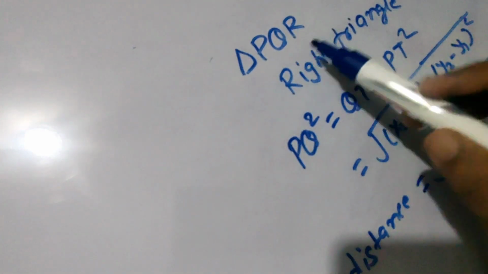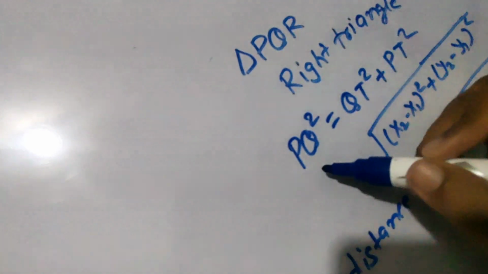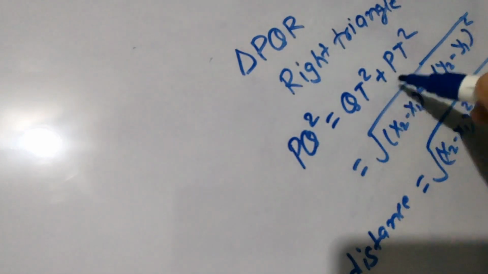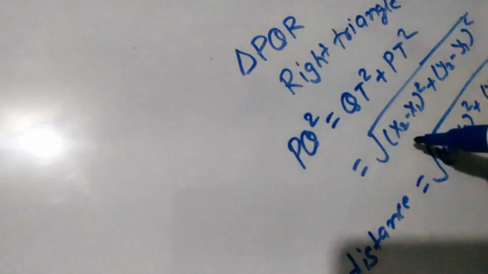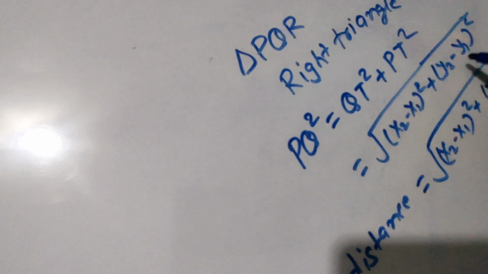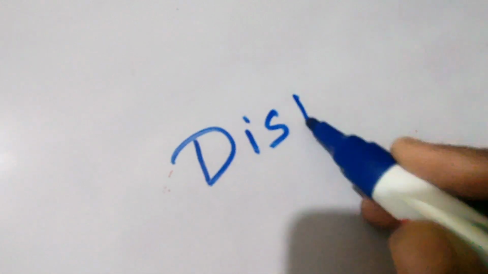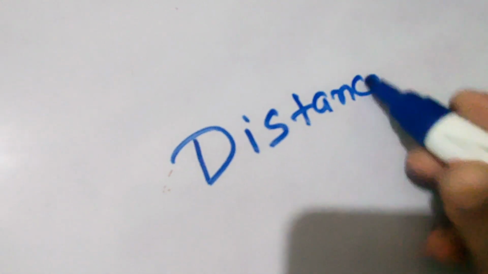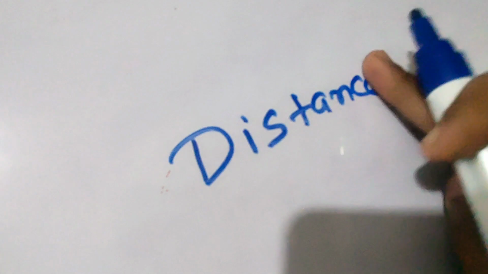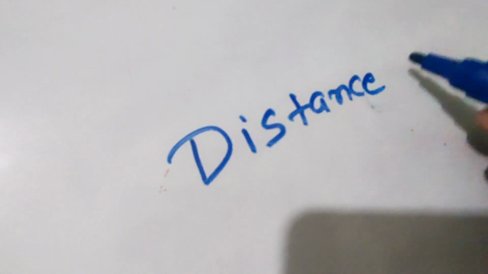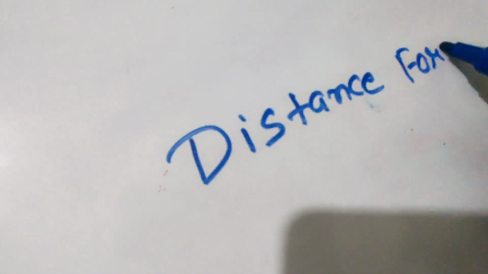Triangle PQR is a right angle triangle. Then hypotenuse square equals perpendicular square plus base square. Now we start the distance formula.